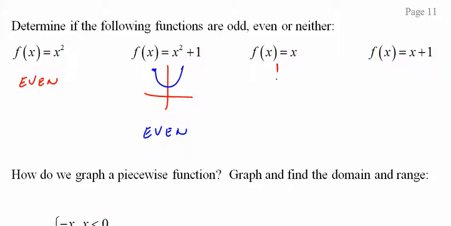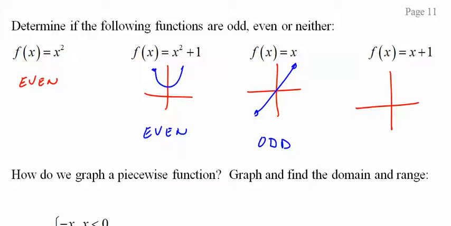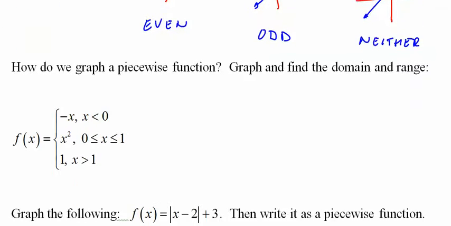Y equals x, people, I don't get it. What do you mean y equals x? Yeah, that's just 45 degrees. Spin the page and it's odd. And y equals x plus 1 doesn't go through the origin, so I don't have to do anything. It's neither. And it's not even. Even doesn't have to go through the origin. Odd does.